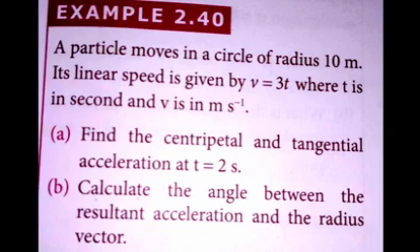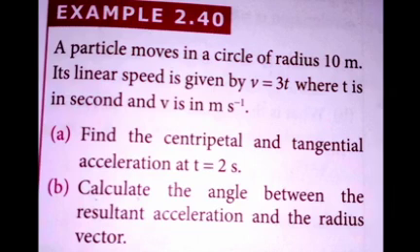An object covers a distance in a circular path of radius 10 meter. When time changes, the speed also changes, for that they give t equal to 2 seconds. So we have to find two things: one is centripetal acceleration and tangential acceleration, and second, the angle between the resultant acceleration and the radius vector, which we discussed right now. So we solve the problem.